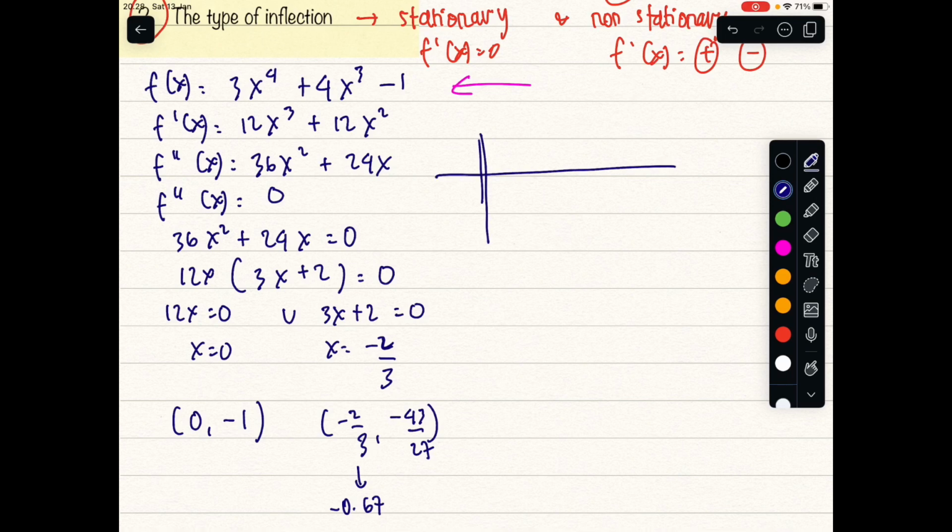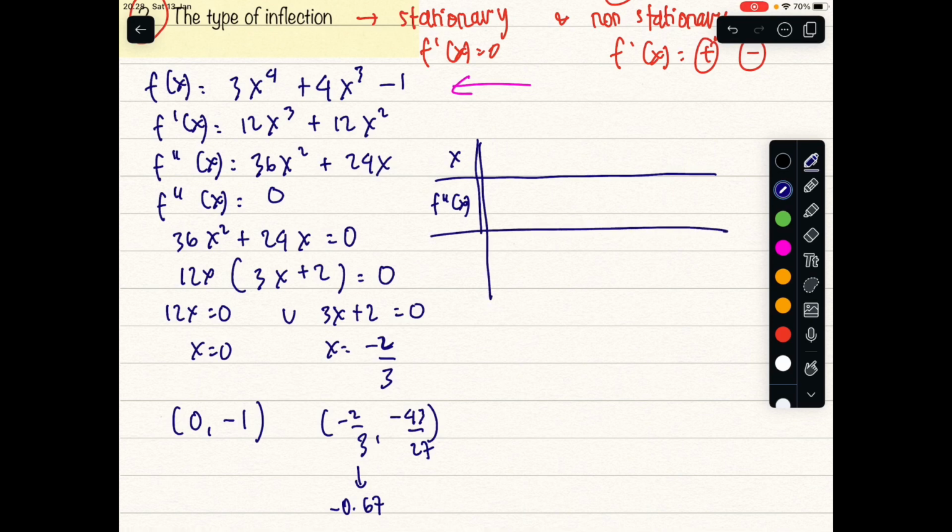I'm going to use the table method. Do you need to use this method? No, you can use a number line, yeah? But I like using this one better, okay? So this is the x, okay? We're going to check the second derivative. You'll see why. Just follow what I'm doing, yeah?